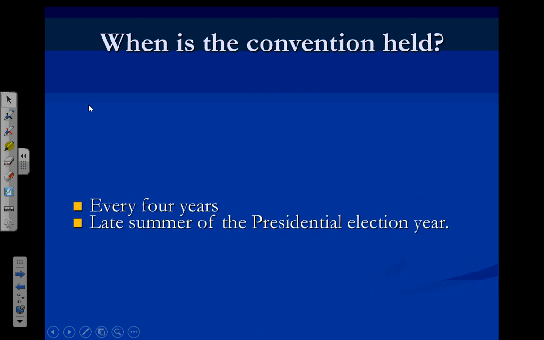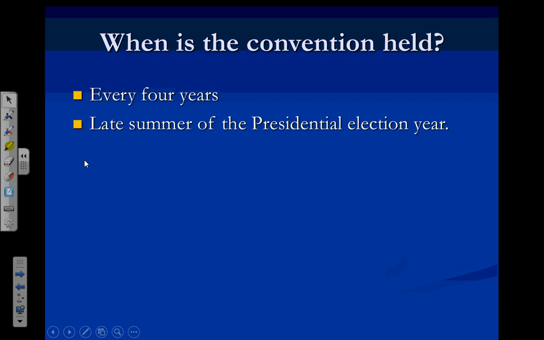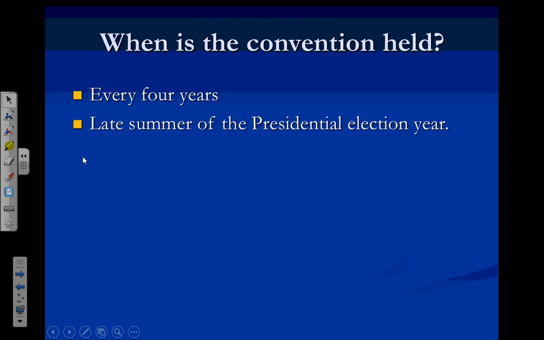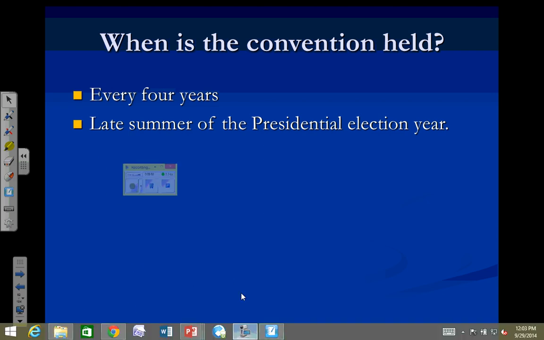Conventions are always held in the late summer of a presidential election year. Okay, now, those things, primaries and then conventions, those are roles that parties play in elections. They choose the candidates, and then they're going to help them get elected. And we'll look into what else parties do throughout this particular year.